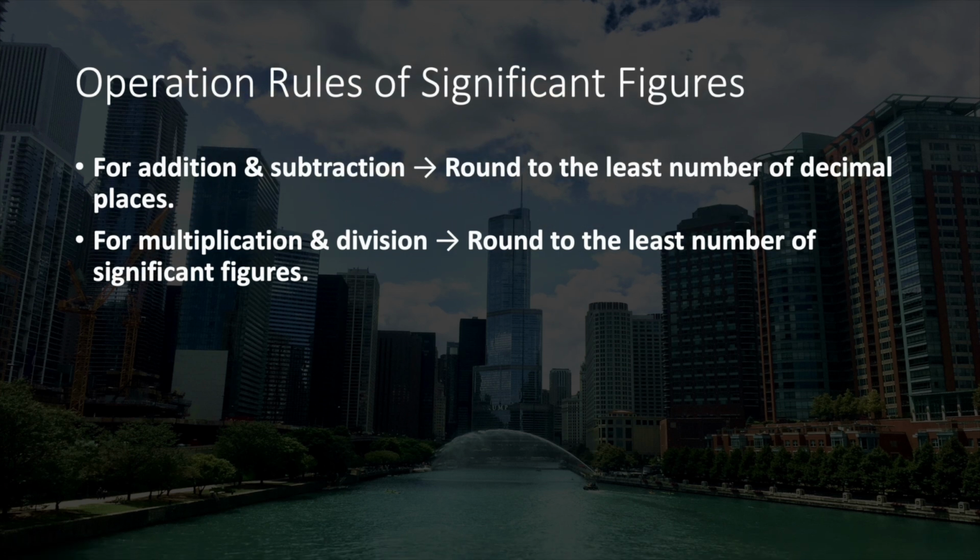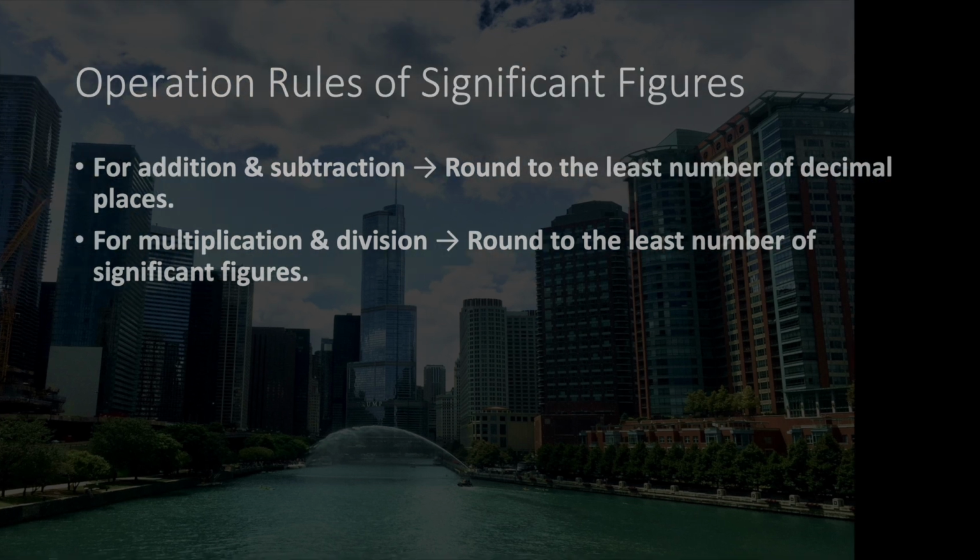Now there's two rules for the operation of significant figures. For addition and subtraction, you round to the least number of decimal places. And that makes sense because you're rounding based off your least accurate number. Multiplication and division is the same logic. You just round to the least number of significant figures, because you base your result and you round it based off the least accurate number you have, which would have the least number of significant figures. And we're going to do more examples right now.